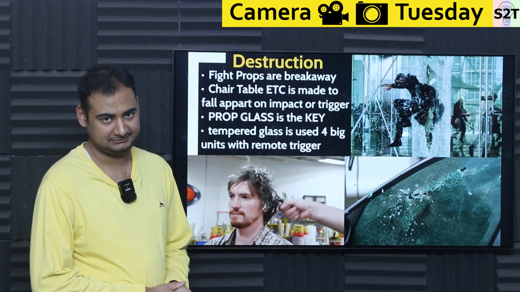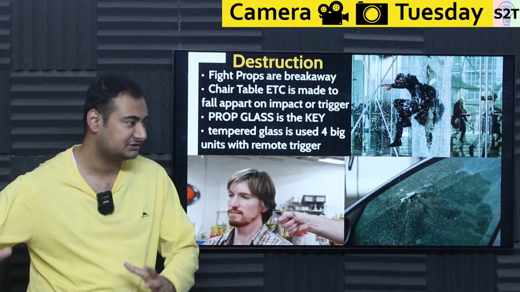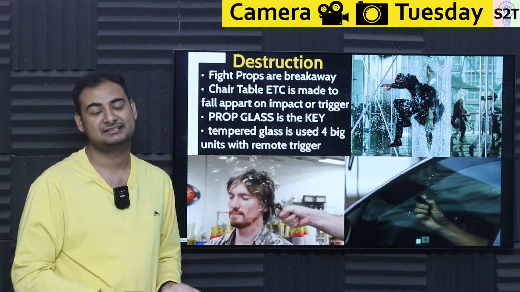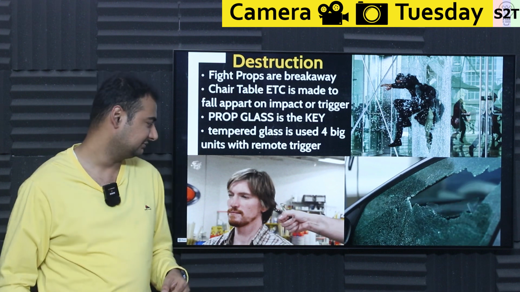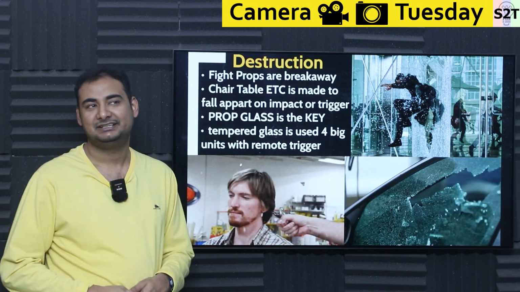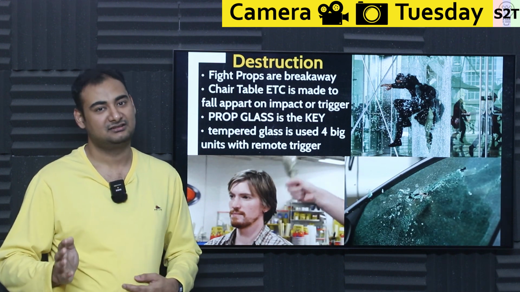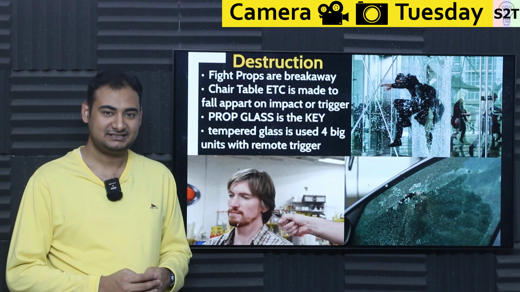Then we come to the destruction, meaning how things get destroyed. Fight props, meaning a scene where the actor takes it and sort of yeets it. In those scenarios, generally things are designed in such a way that they can break apart. Because you have to understand, in movies they make it look so easy that you can just take a bottle and yeet it. Here's the deal, 99% of the chances are that you're going to hurt the person and the bottles are not going to crack. And the same goes with a table, chair, and all that jazz. Those things are not that easy to break.